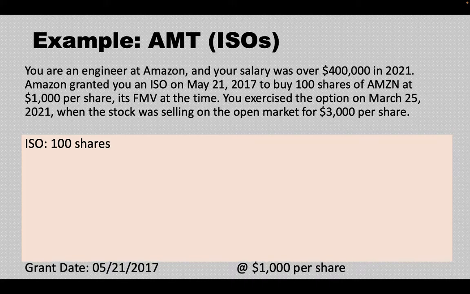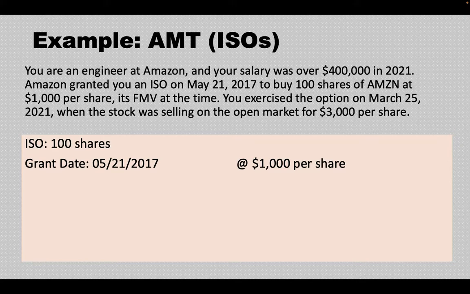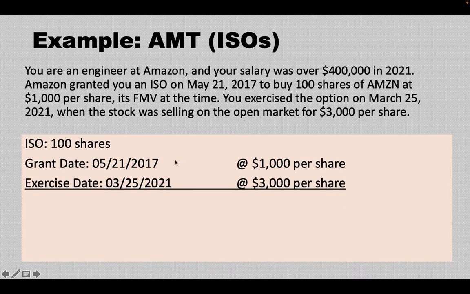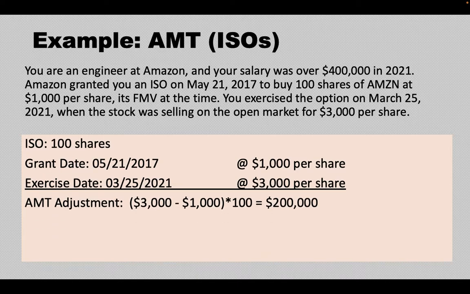So in this situation, let's go over this. Your ISO is 100 shares, granted on May 21st, 2017 at $1,000 per share. The exercise date is March 21st, 2021. You decided to exercise and bought these 100 shares at $1,000 per share, but you didn't sell in 2021. You only exercised. You still hold those stocks. You didn't recognize any gains, but you have a phantom gain.